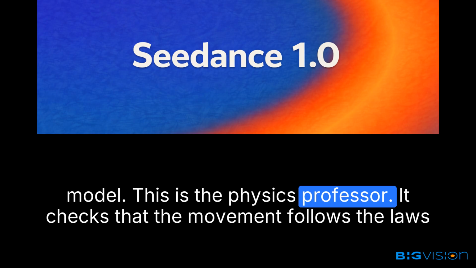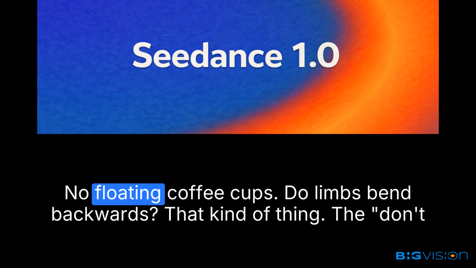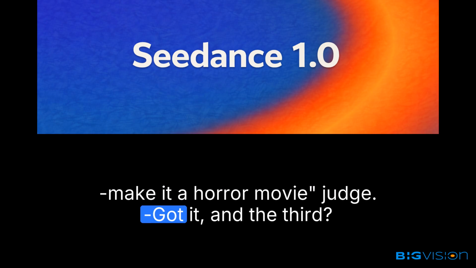Judge number 2 is the motion reward model. This is the physics professor. It checks that the movement follows the laws of nature. No floating coffee cups. Do limbs bend backwards, that kind of thing. The don't make it a horror movie judge. Got it. And the third.